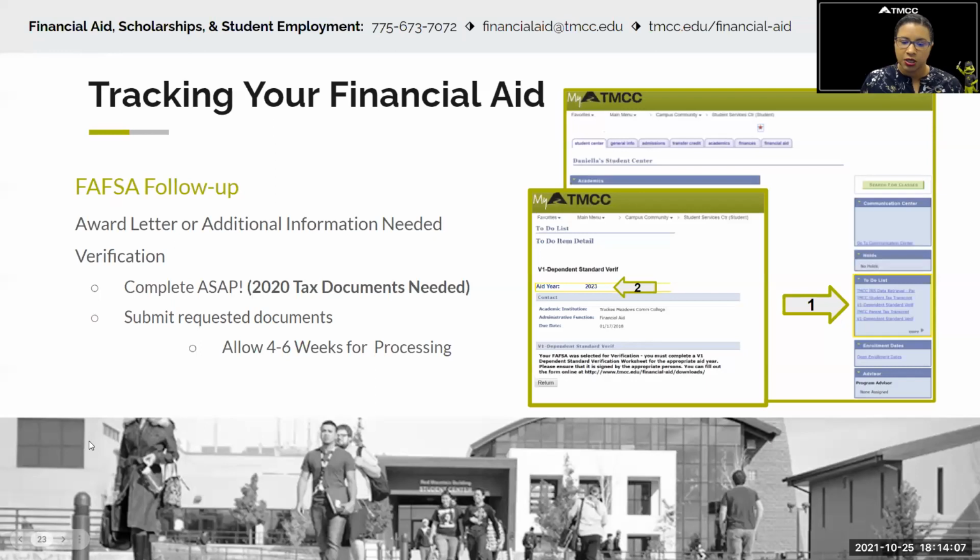For TMCC, our priority deadline to have your file complete is July 1st. So that means that all of your documents need to have been submitted and your FAFSA needed to have been submitted. All of that has to be done before July 1st in order for us to guarantee that you're going to have your financial aid on time. And most schools do have one of those, a priority deadline.